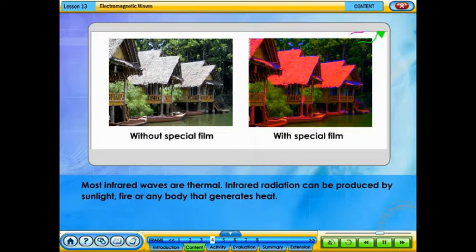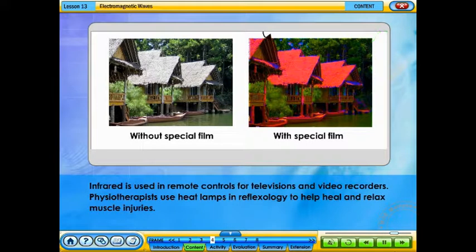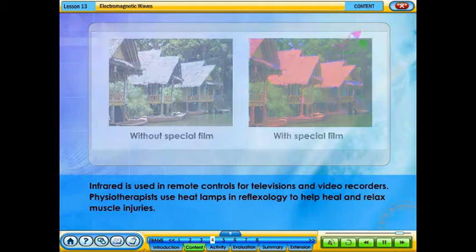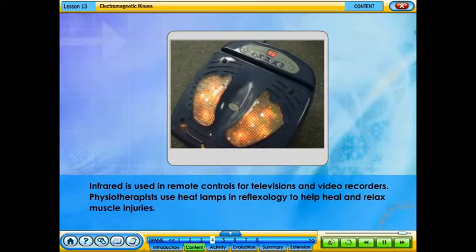Most infrared waves are thermal. Infrared radiation can be produced by sunlight, fire, or any body that generates heat. Infrared is used in remote controls for televisions and video recorders. Physiotherapists use heat lamps in reflexology to help heal and relax muscle injuries.